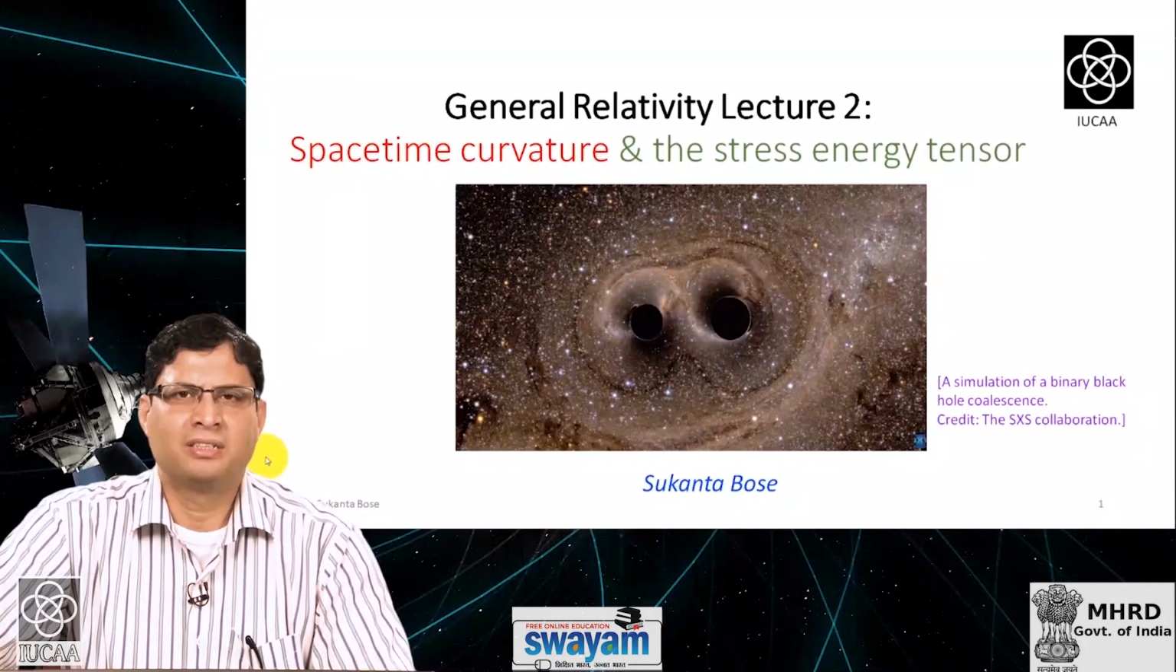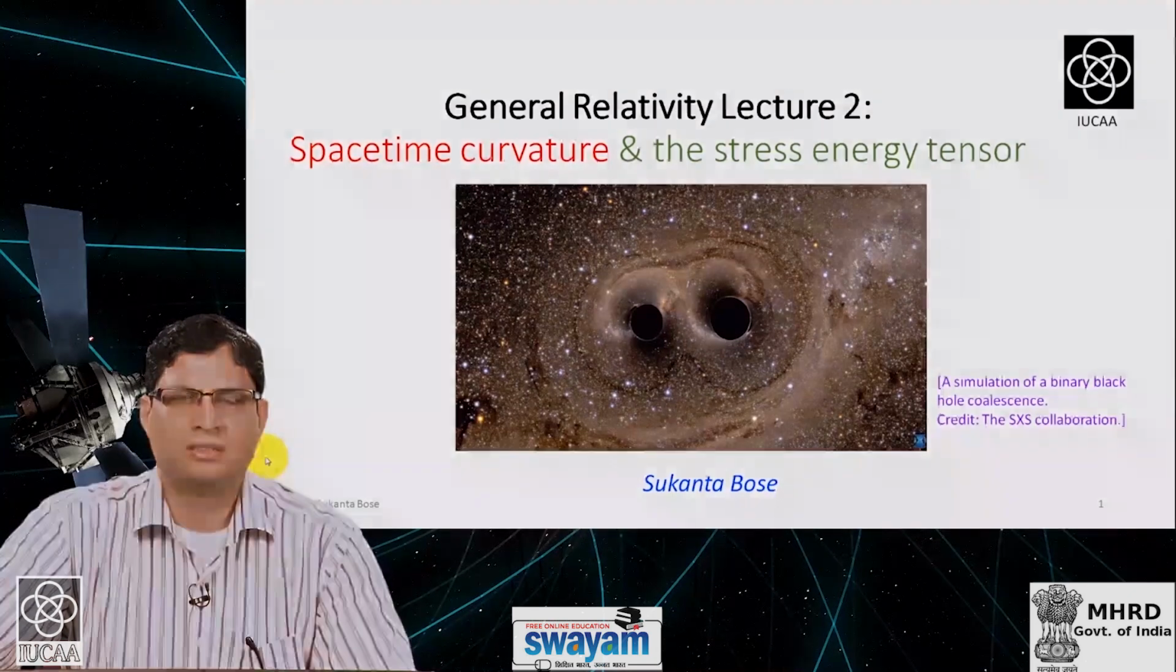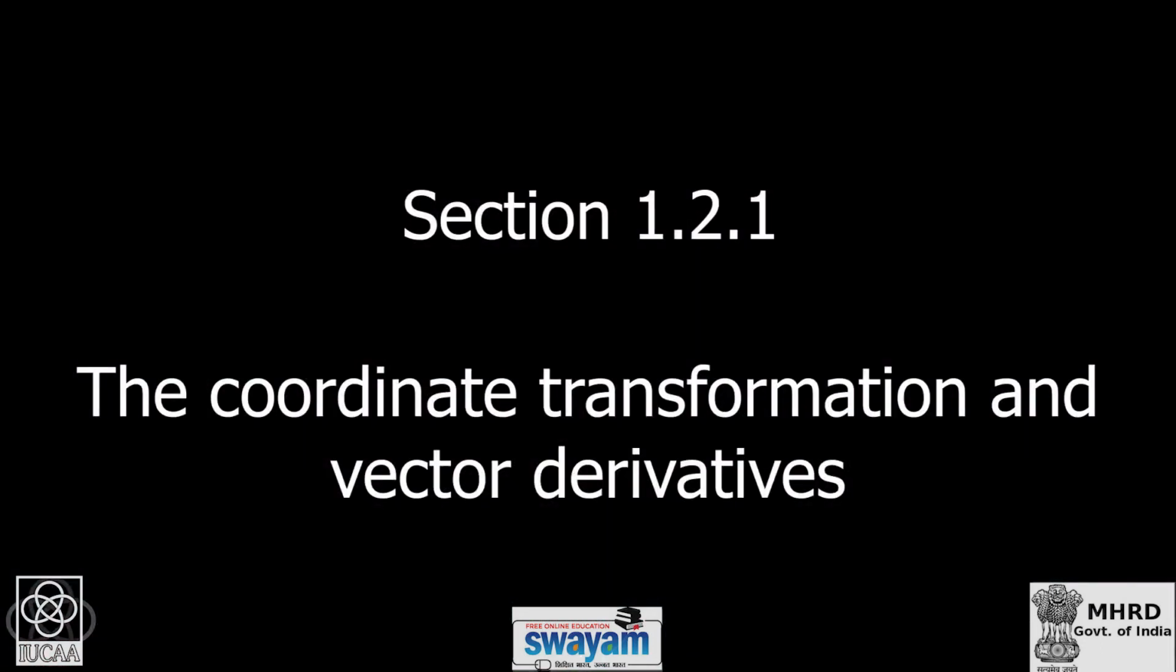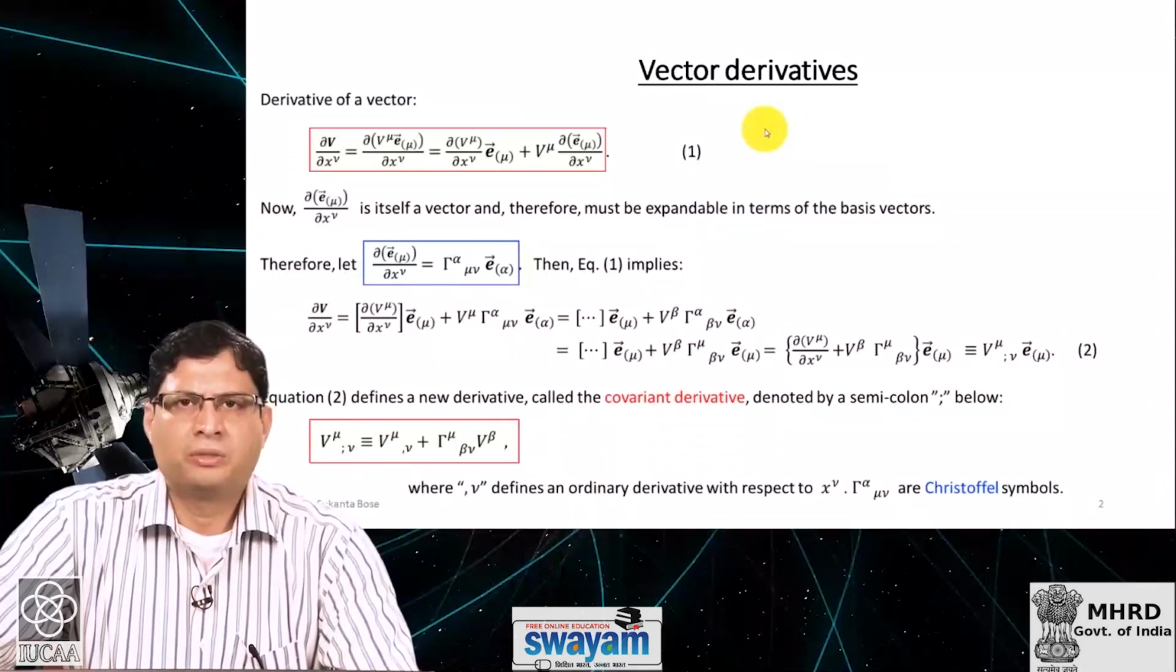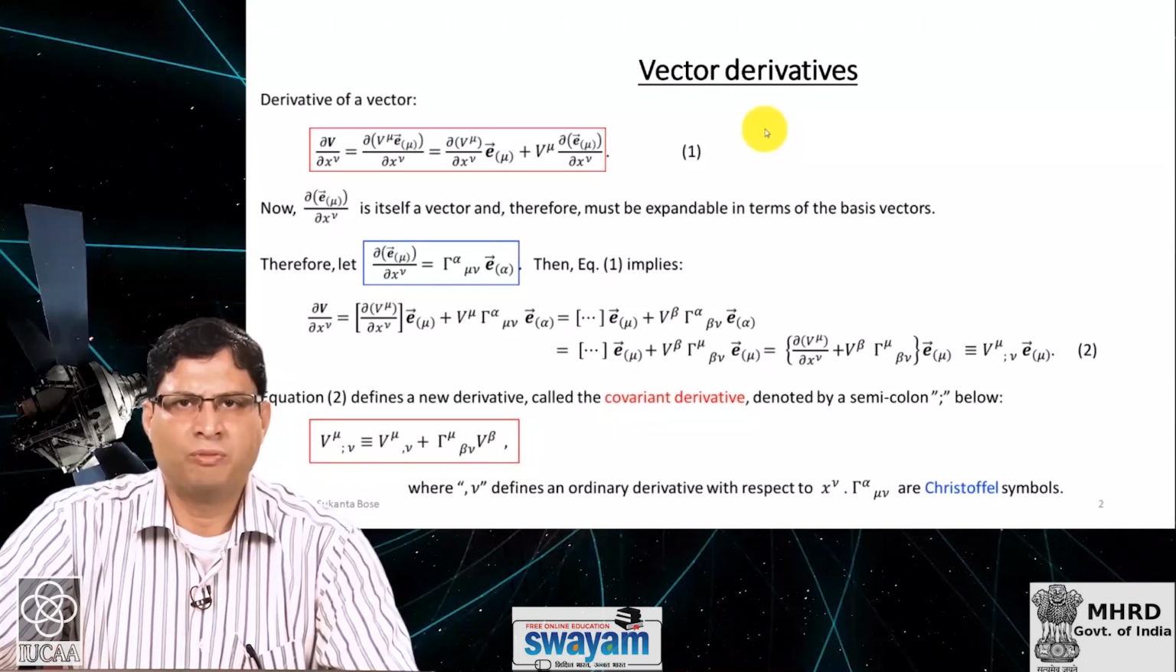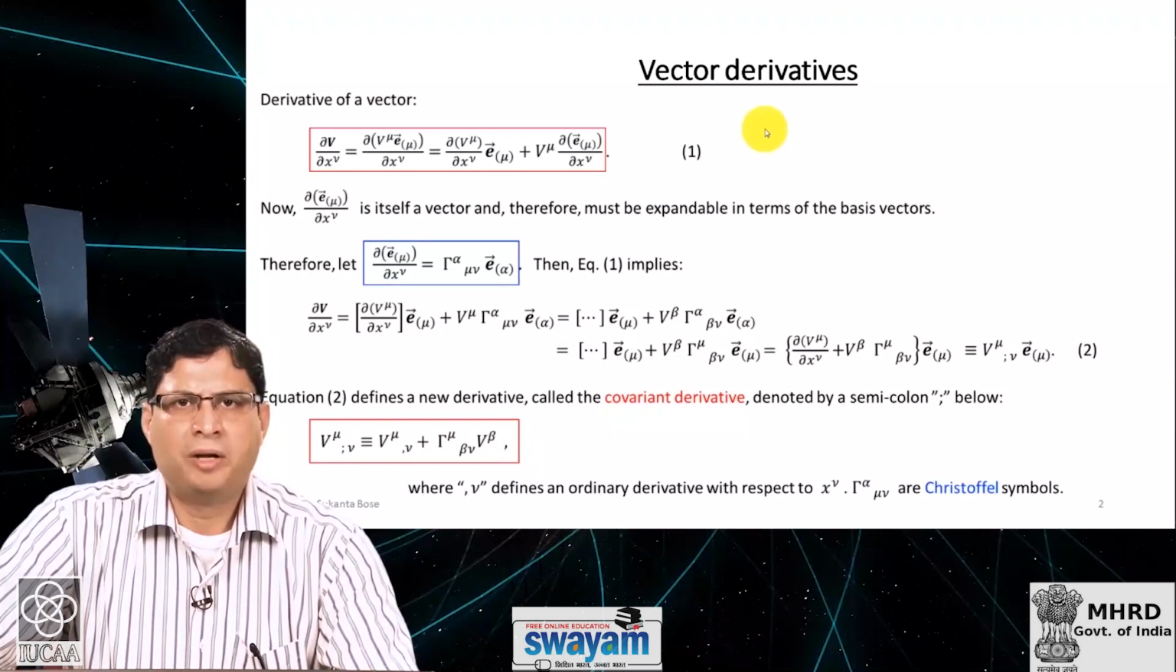This is the second lecture in a 5-lecture course on general relativity. Today we are going to discuss space-time curvature and the stress-energy tensor. And so you will recall that towards the end of the first lecture, we had introduced the concept of a covariant derivative. I'm going to resume with that slide for continuity.